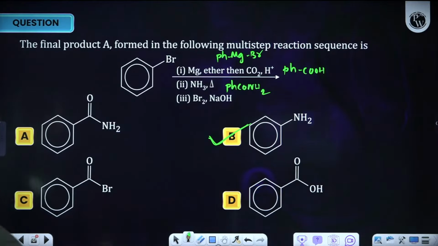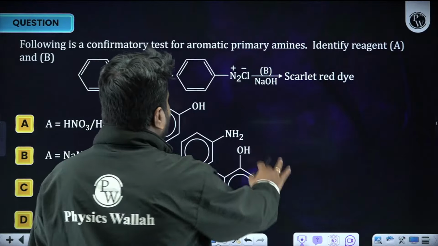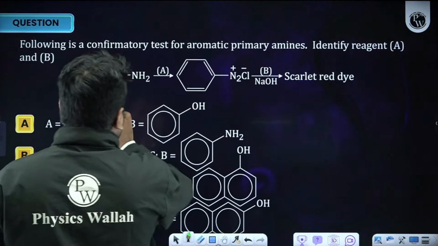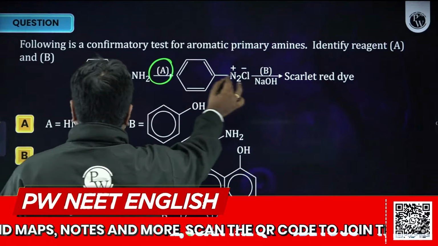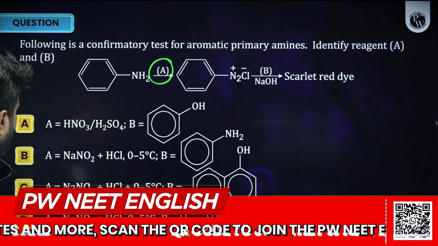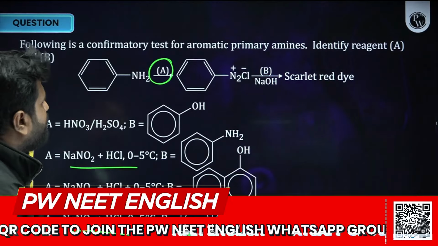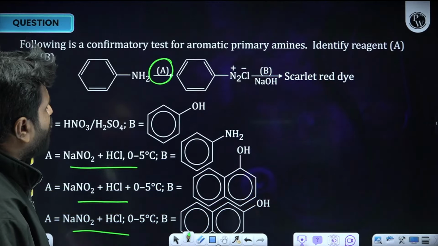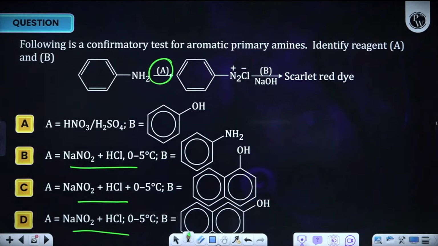It is clear. Next. Following is a confirmatory test for aromatic primary amine. Aniline, diazotization, scarlet red dye. What will be A? From aniline to benzene diazonium chloride, we know very well NaNO2 in presence of HCl. Now, benzene diazonium chloride with what will I actually be getting? Scarlet red dye.